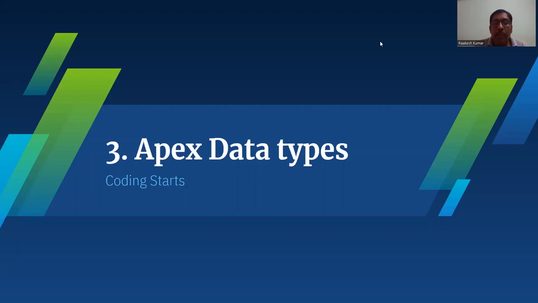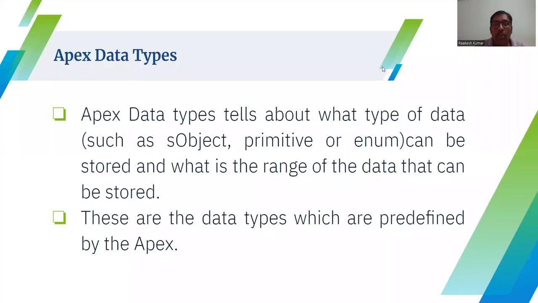Let me start with Apex data type. You know very well what Apex data type is all about, right? It tells what kind of data you are going to use. The Apex data type can be an object, primitive data type, enum, collection type and so on. It tells what type of data you're going to store and what is the range of data that can be stored here.